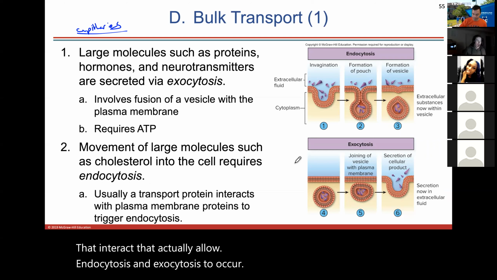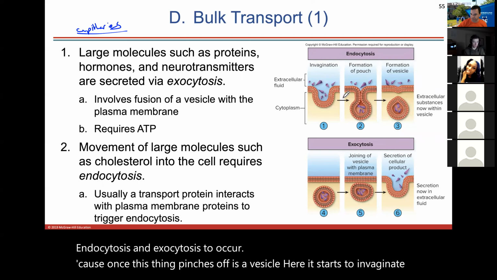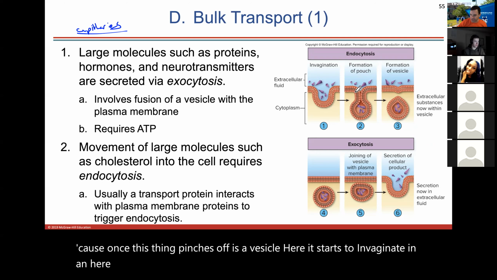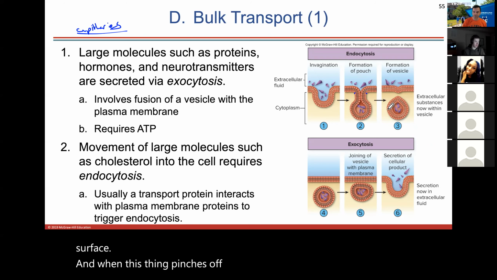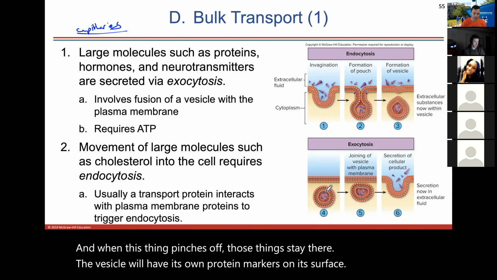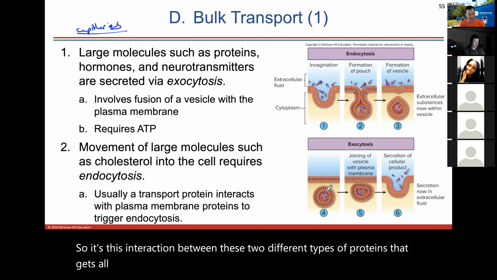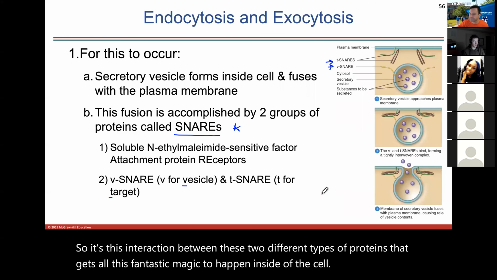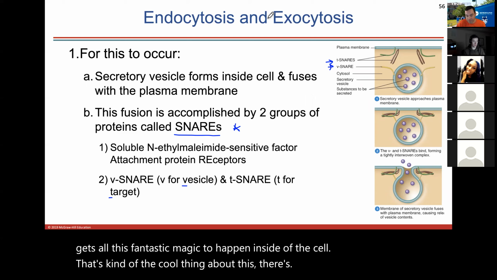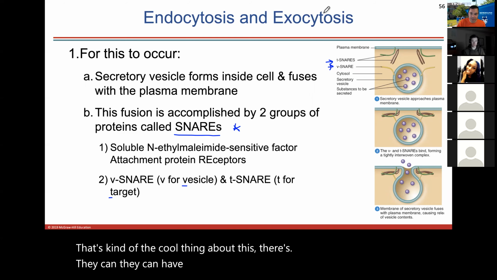Right? Because once this thing pinches off, it's a vesicle. Here it starts to invaginate, okay? And here we'll have T-SNARE proteins that start to manifest on the surface. And when this thing pinches off, those stay there. The vesicle will have its own protein markers on its surface. Okay? So it's this interaction between these two different types of proteins that gets all this fantastic magic to happen inside of a cell. That's kind of the cool thing about this. And they can have defects. And if they have defects, then you can't have bulk transport happen as efficiently and effectively as possible.